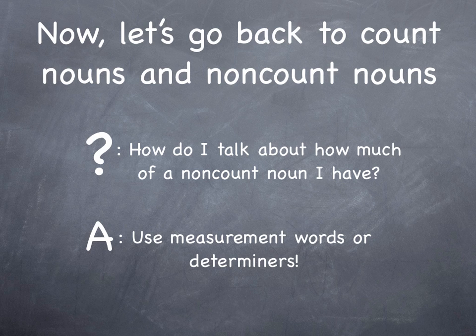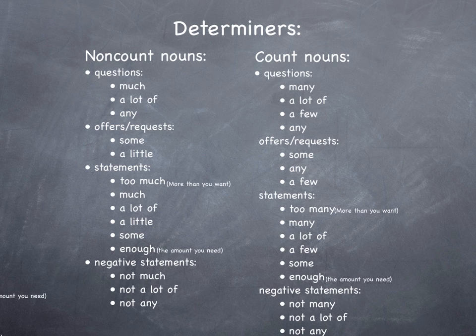Now let's go back to those count nouns and non-count nouns that we began the presentation with. So there's a question. How do I talk about how much of a non-count noun I have? The answer is we use measurement words or determiners. There are a lot of determiners. Actually, there aren't many determiners, but we use them in a lot of different contexts, and the only way to know these is to remember them.